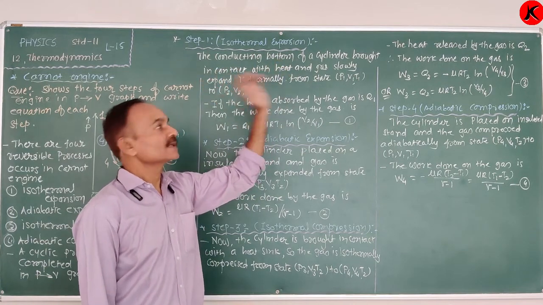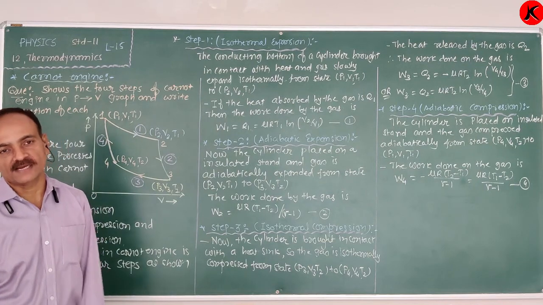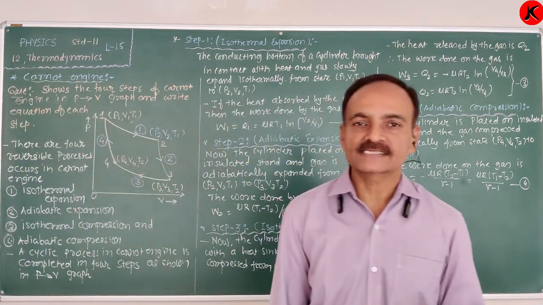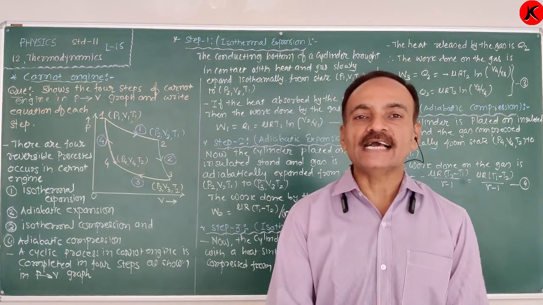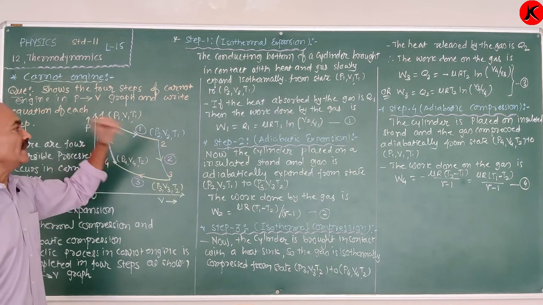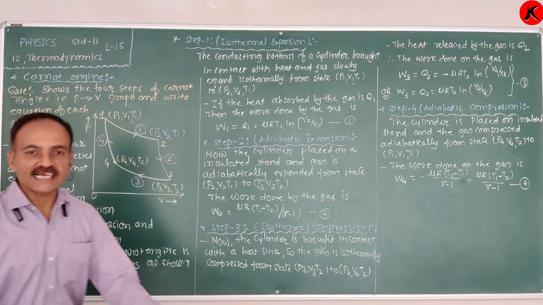Right? So in the first step, when the conducting bottom of the cylinder is placed in contact with the heat, what happens? The gas slowly expands isothermally. That means from the bottom, heat is absorbed by the gas. As a result, the gas isothermally expands from the state P1 V1 T1 to P2 V2 T1. So here the gas expands.